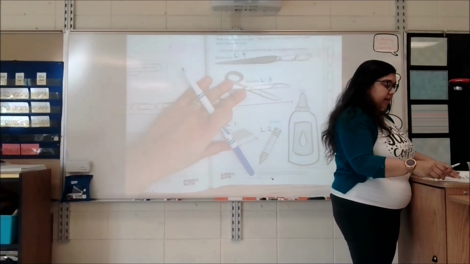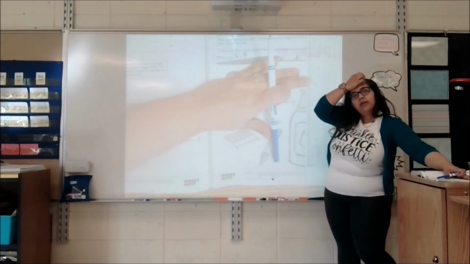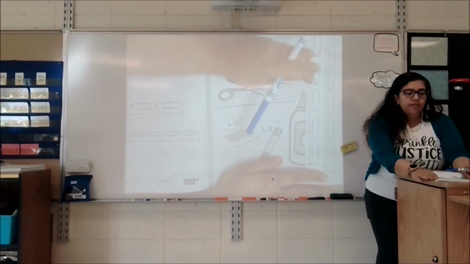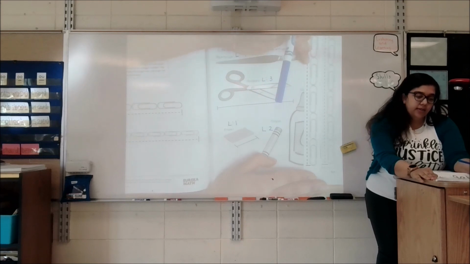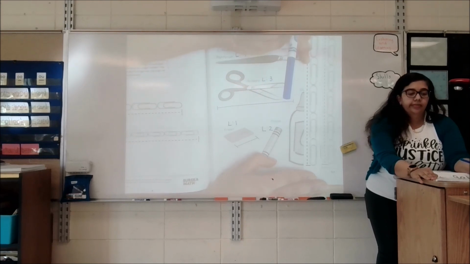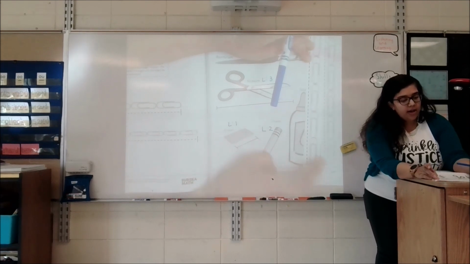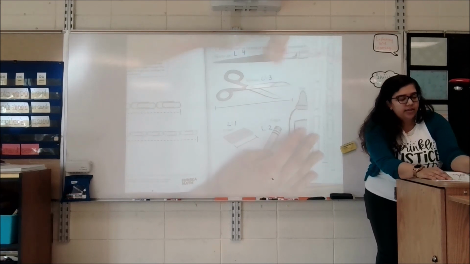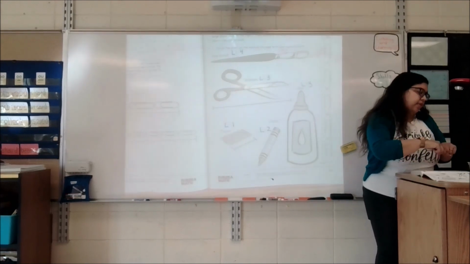And lastly, our glue bottle. Let's measure this glue bottle here. From the bottom of the glue bottle to the top of that glue bottle is 1, 2, 3. Approximately, almost about. It's a little less than 3. So in large, the glue bottle is 3 paper clips long.